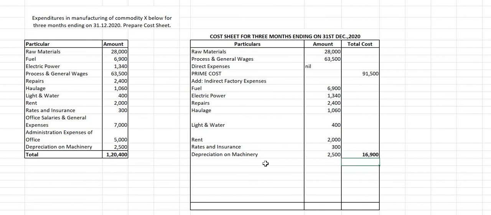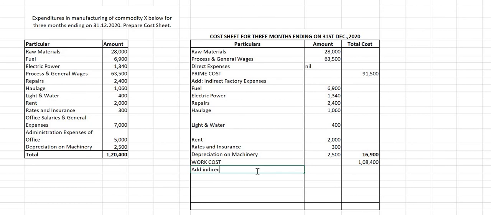Now we have to calculate our work cost. You can also name it as factory cost. Your work cost will be prime cost plus all these expenses. Prime cost is 91,500 plus all the factory expenses. So work cost comes out to be 1,08,400.